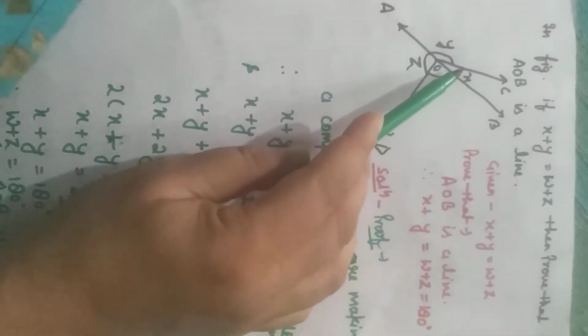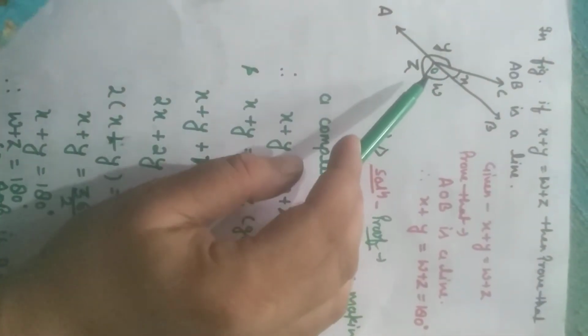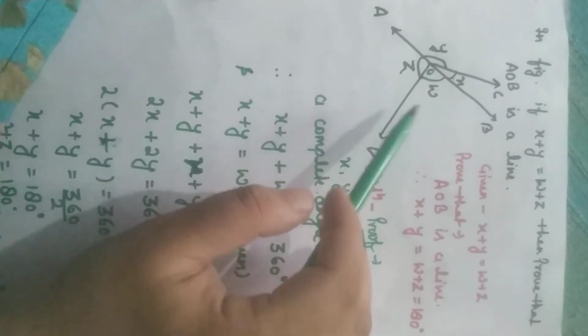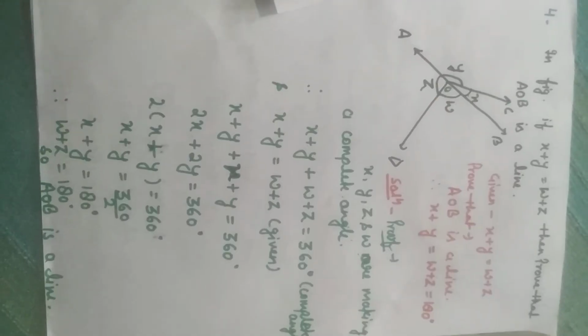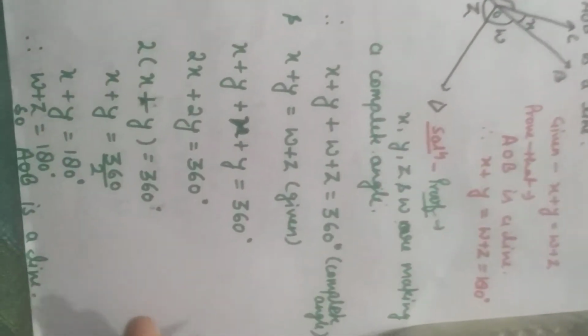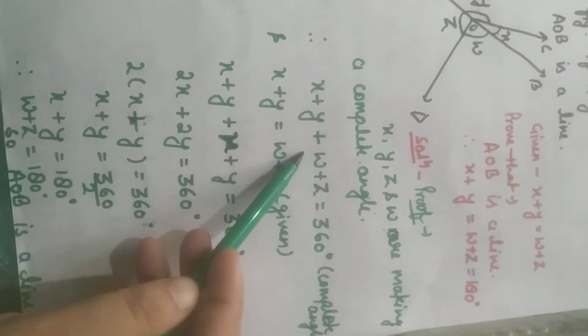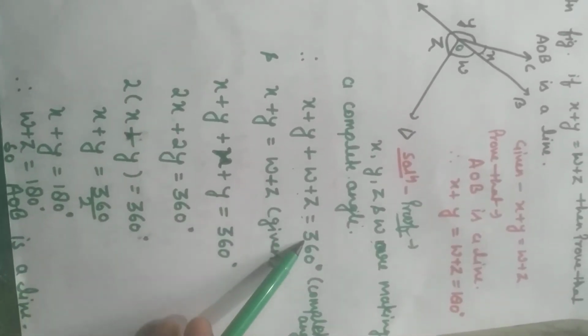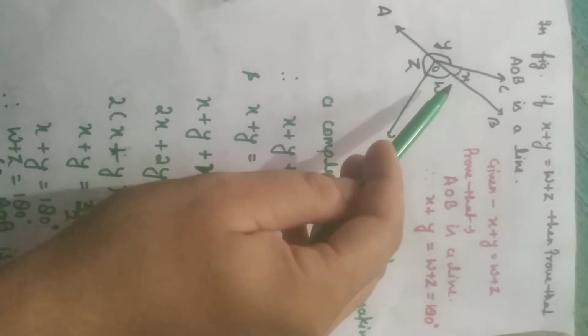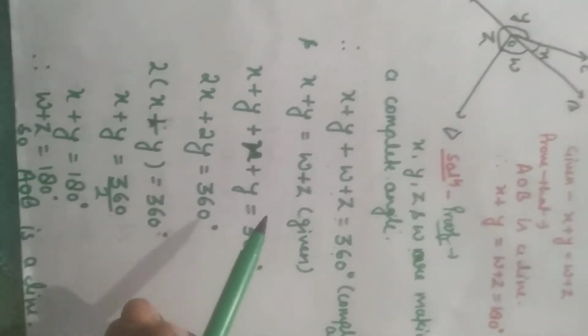If we look at the figure, all four together are making a complete angle. What are all four making together? They are making a circle. A circle is always a complete angle and the value of a complete angle is 360 degrees. So we can write here x plus y plus w plus z is equal to 360. Why are we writing 360? Because all four angles are forming a circle, which means they are forming a complete angle.